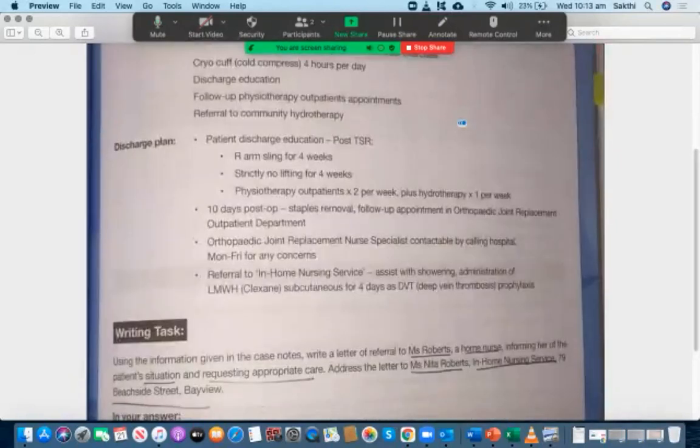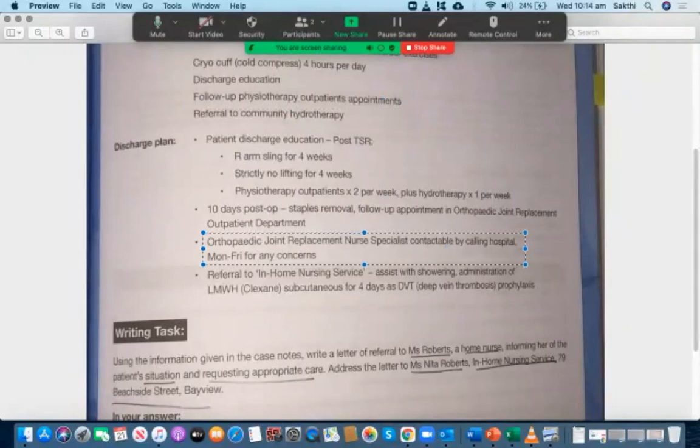Do we have an appointment for this hydrotherapy? Did they mention it anywhere else? Post-operatively, that's okay. No. Specialist contactable. Okay. Right arm swing, that's all done. This is okay. So I think you have to mention the follow-up physiotherapy outpatient appointment. And then orthopedic joint replacement, you need to mention that the nurse specialist can be contacted. You should have mentioned this one. I don't know whether you have mentioned this or not. Did you? Yeah, that must be.